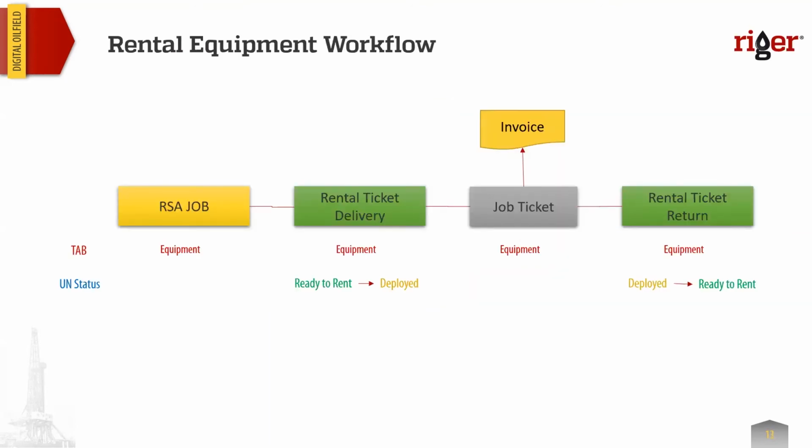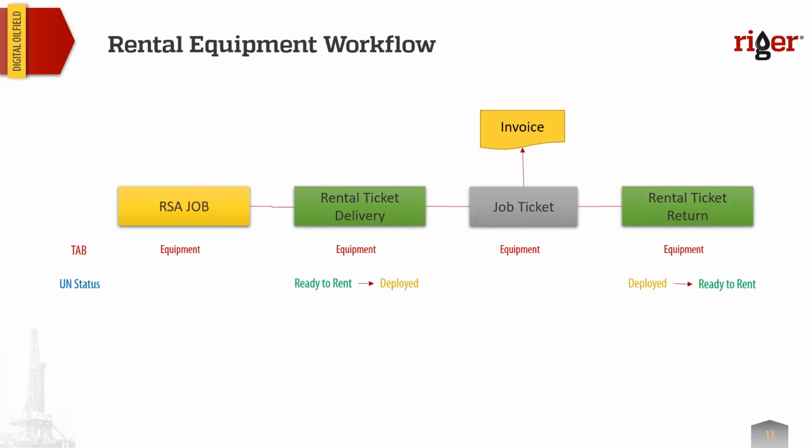So how does the rental equipment workflow look in the case of the job ticket scenario? Again, as I said, we just have a rental ticket delivery as usual. We deliver equipment to the location. The equipment is changing status from ready to rent to deployed. So now we have deployed equipment at the location. And if you want to return the equipment, we generate a rental ticket return. That's a simple, standard procedure, nothing complicated here.